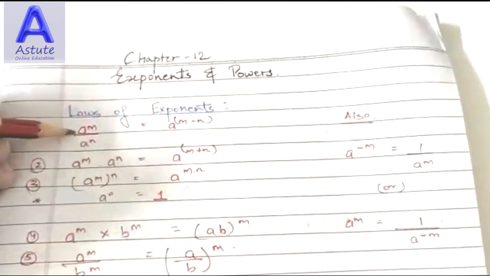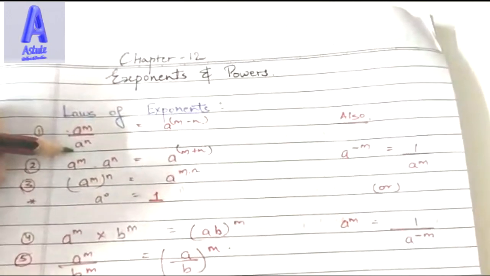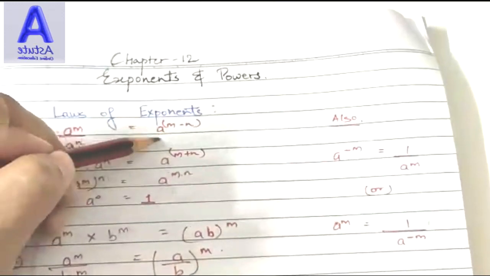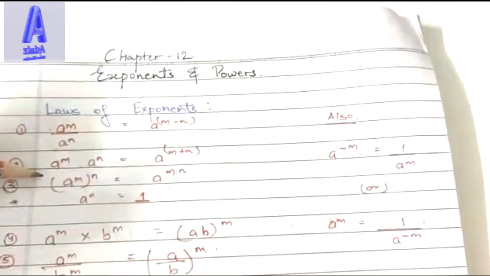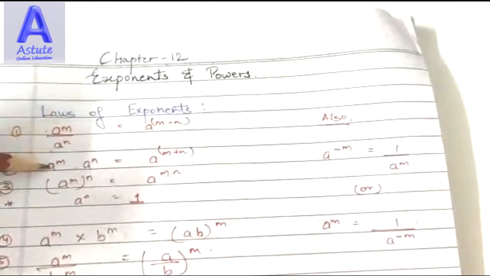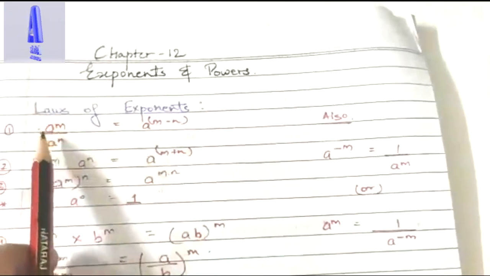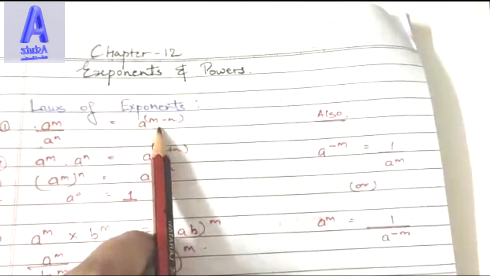First is when we encounter something like a raised to the power m divided by a raised to the power n, which can be simplified in the manner of a raised to the power m minus n. Similarly, in case of multiplying, when the base is same and the power is different, we add the powers. And in case of division, while the base is same and powers are different, we subtract the powers from each other.